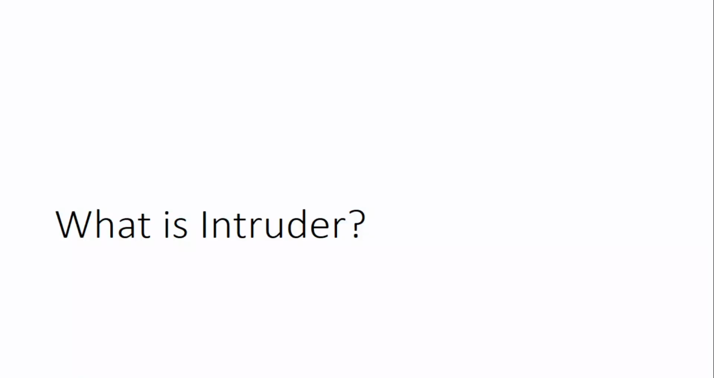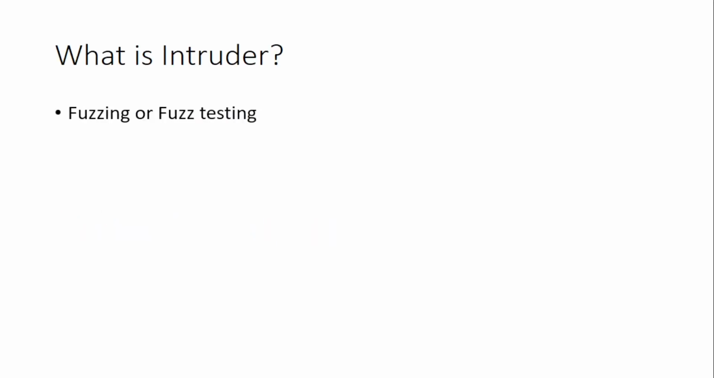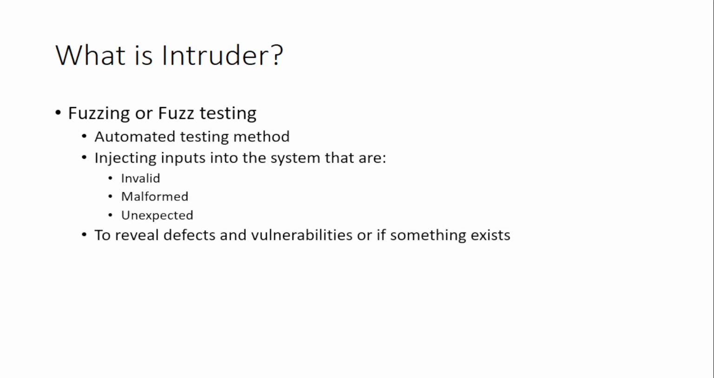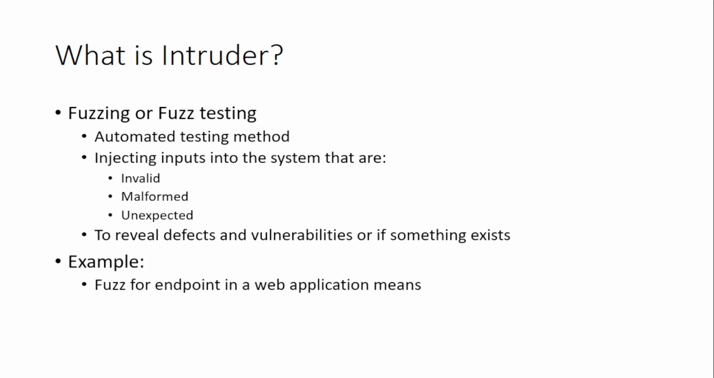So what is Intruder? First we need to understand what is fuzz, or fuzzing, fuzz testing. Fuzzing is an automated testing method where we inject inputs into the system that are invalid, malformed, or unexpected, and that is to reveal defects and vulnerabilities or if something exists. For example, we can fuzz for endpoints in a web application, and that would mean trying to go to different pages in a domain, and those pages come from a word list.